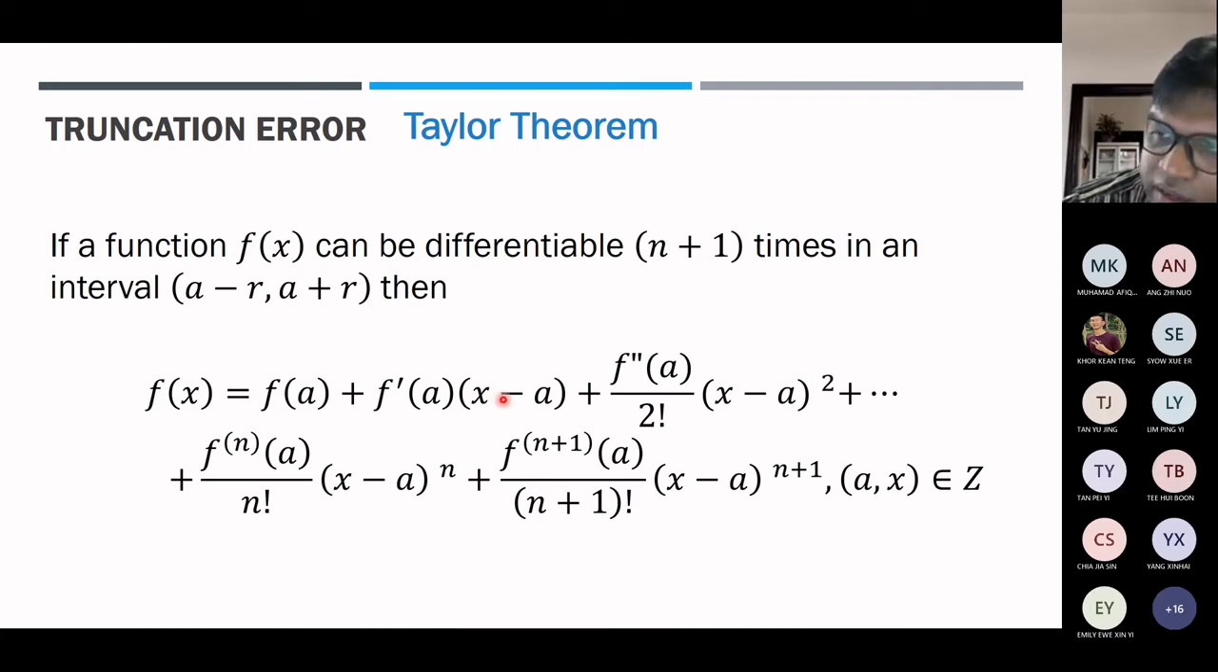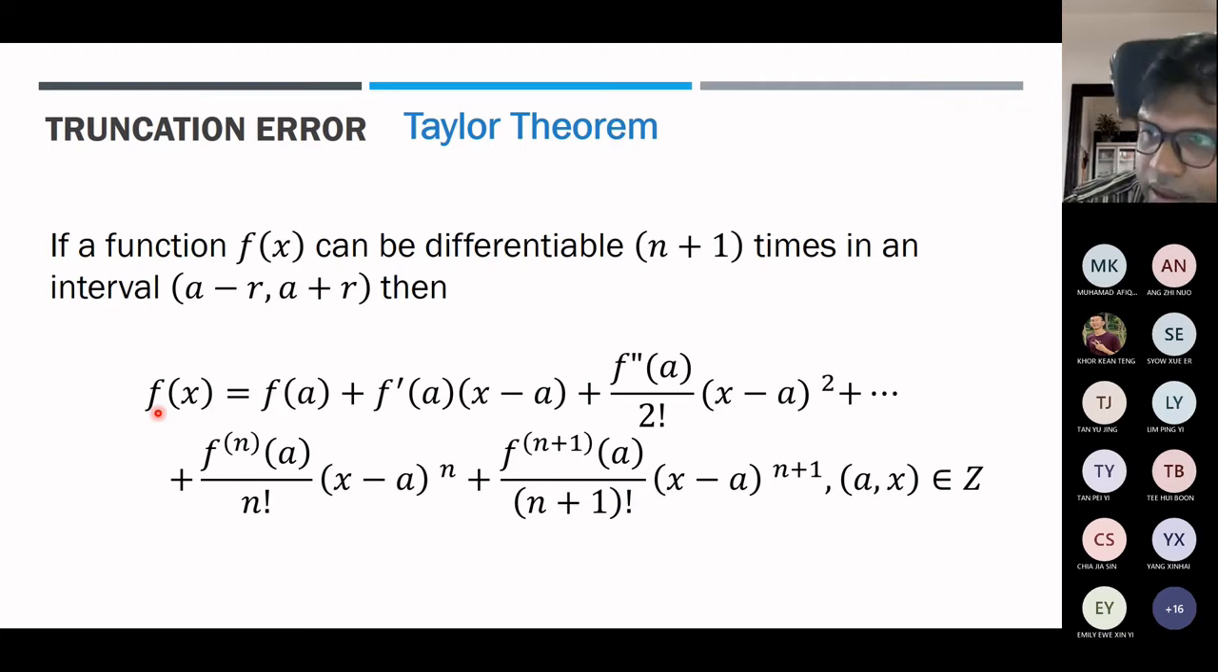For example, a function f(x) can be differentiable n+1 times in the interval between the 2 points which is given. Based on the given interval, you are able to determine the terms. As the truncation, I mean the number of terms, increases more and more, the solution you obtain will be more precise to the exact one.